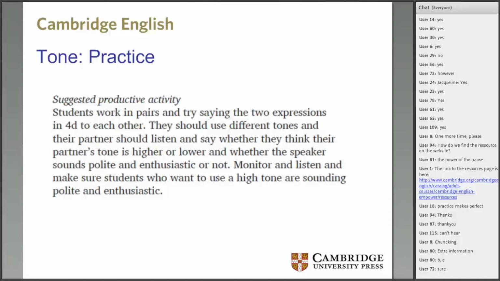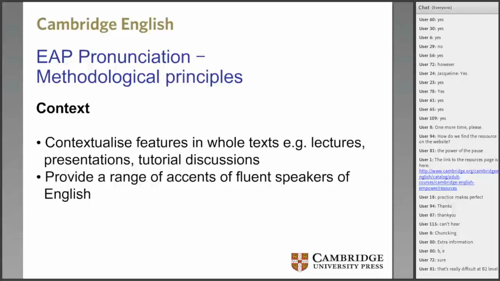And then the practice here again is taking just the final two examples and getting students to use different tones with each other. And so a student says it using one tone and their partner has to say whether it was polite or whether it was maybe not so polite, a little bit diffident and not so enthusiastic. So they do this together in pairs and just practice those utterances. So very, very simple activity.